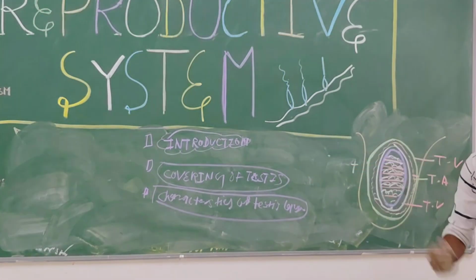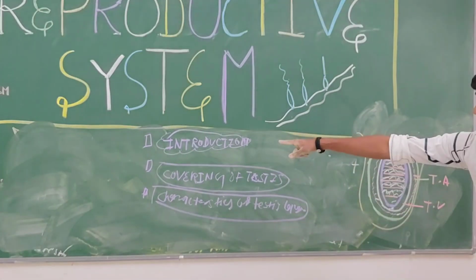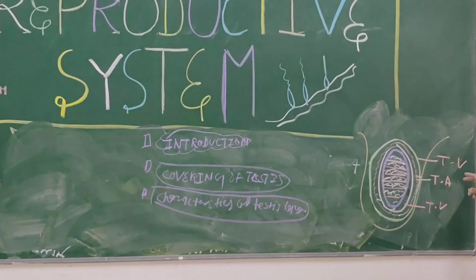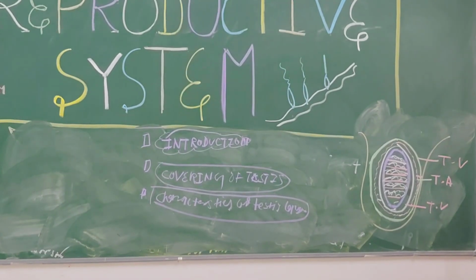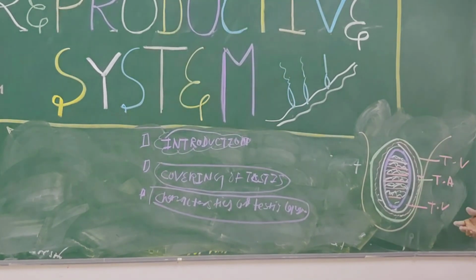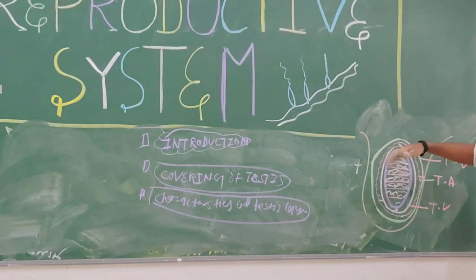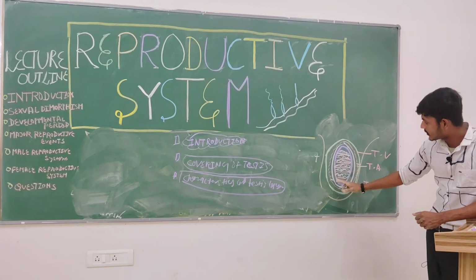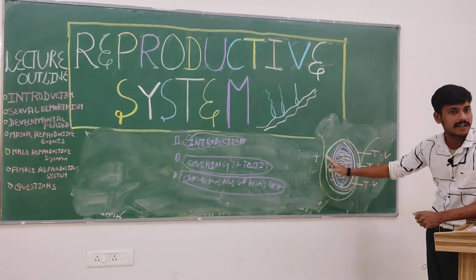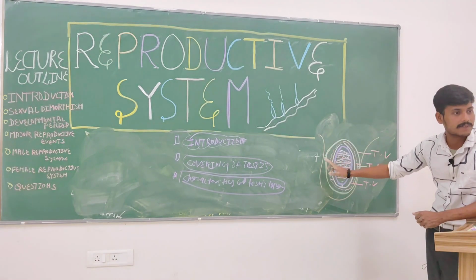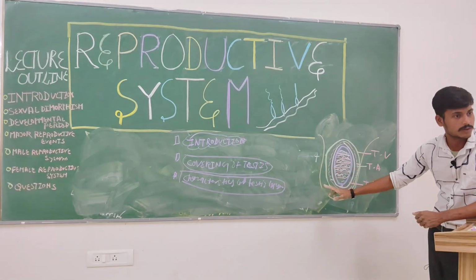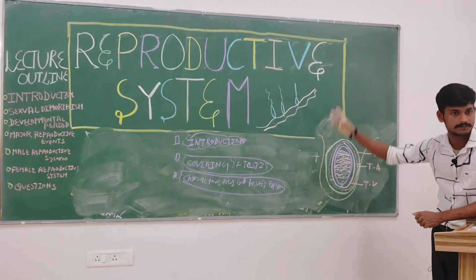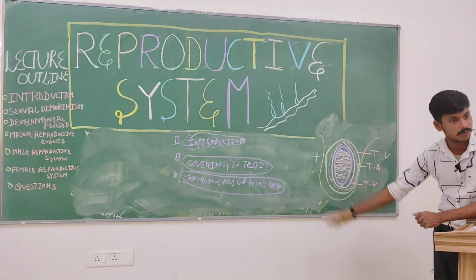Now, come to the covering of the testis. Once you write the introduction, you go with the diagram. Write it in a more beautiful manner. I have omitted most of the parts. There are the parts: the rete testis, epididymis, vas deferens, vasa efferentia, then they go into the ejaculatory duct. This is the pathway of sperm, then they go into the urethra.